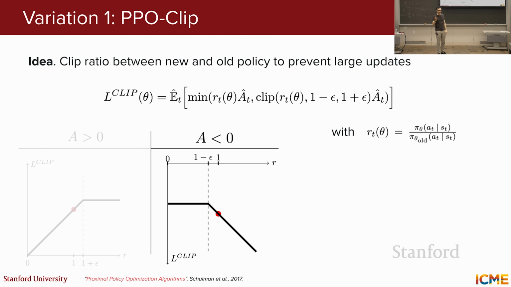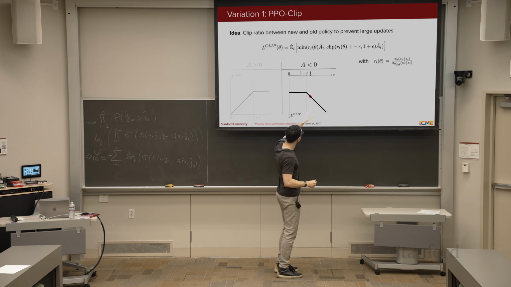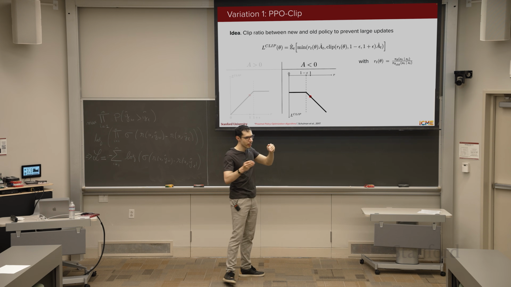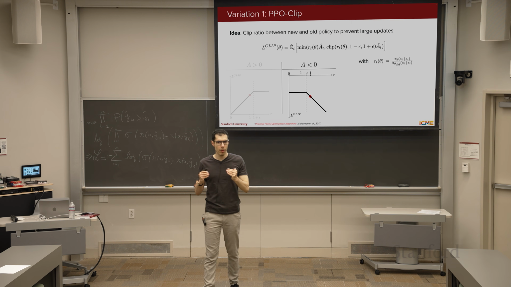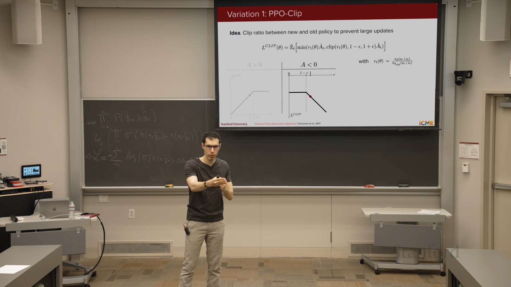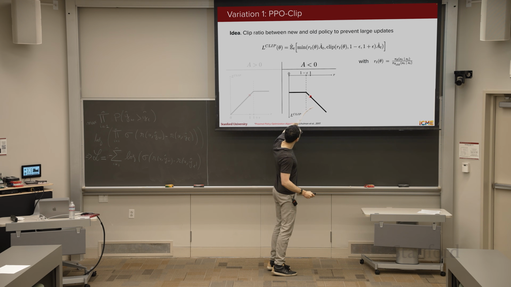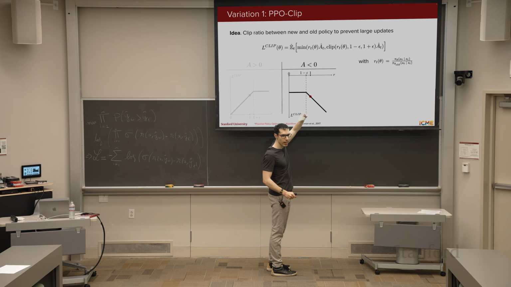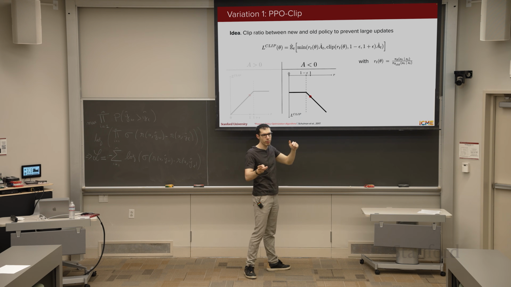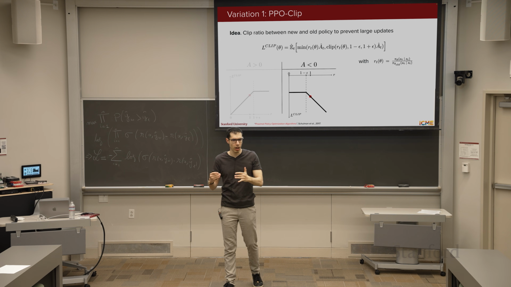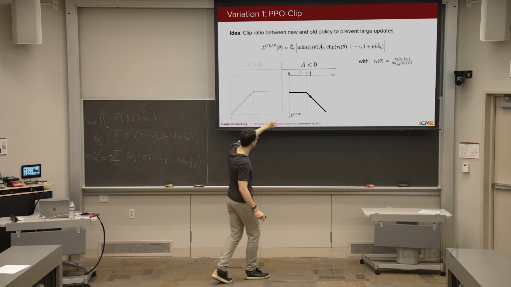But when A is negative, it means that somehow what we've done is something that we don't want to do as much. So in order to maximize L, what we want is to actually decrease the probability of just generating what we generated. So we want R to be smaller, because it also increases L. But we don't want it to be much smaller. We don't want too big of an update, which is why we have this clipping mechanism here.